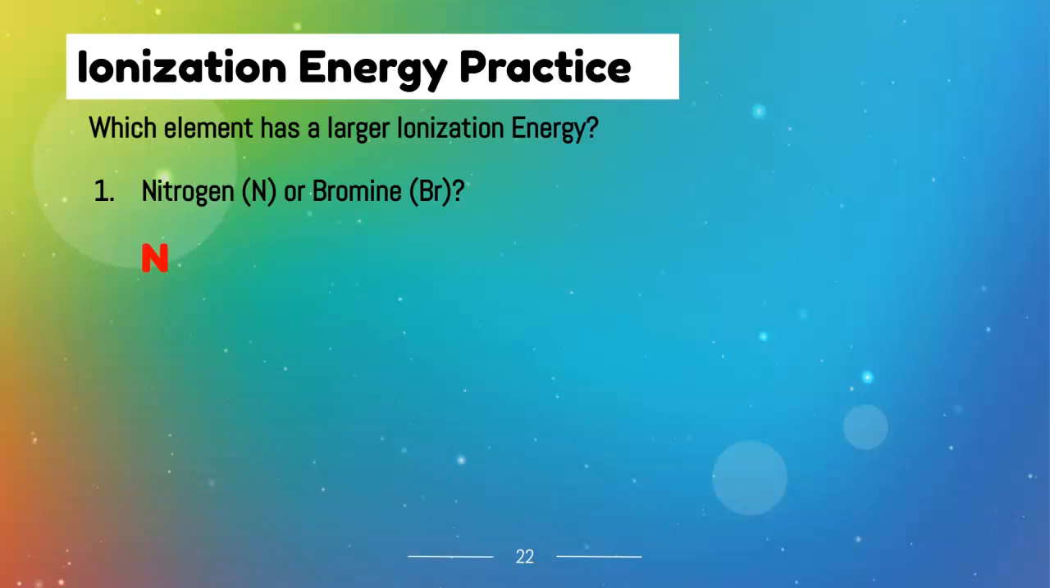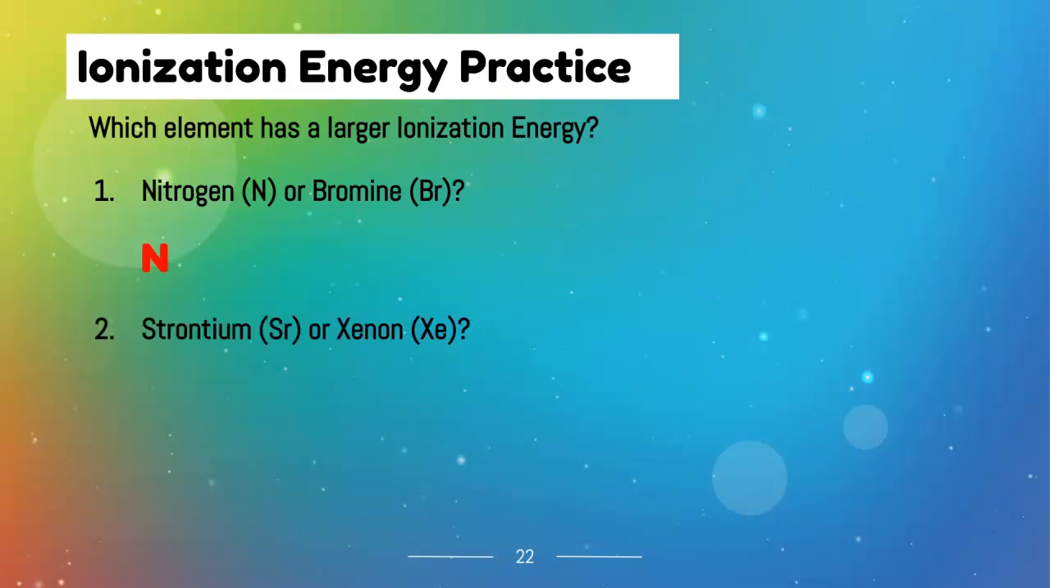Nitrogen. So even though bromine is closer to the right, nitrogen is higher up on the periodic table. Row matters more for all of these periodic trends. And that's because nitrogen is holding its electrons very close to its nucleus. It only has 2 electron shells.